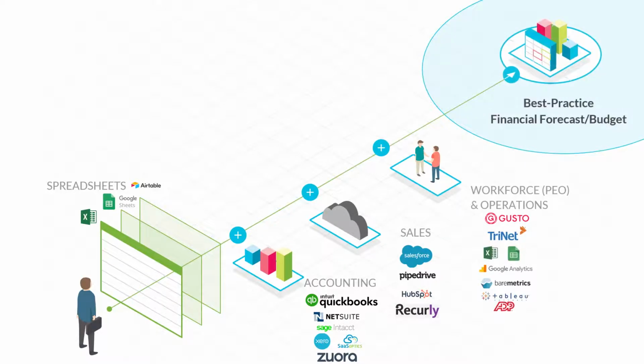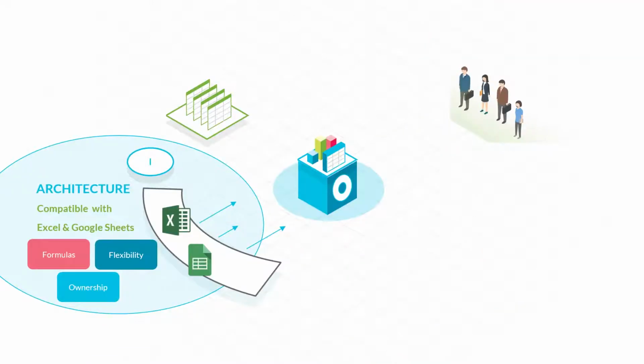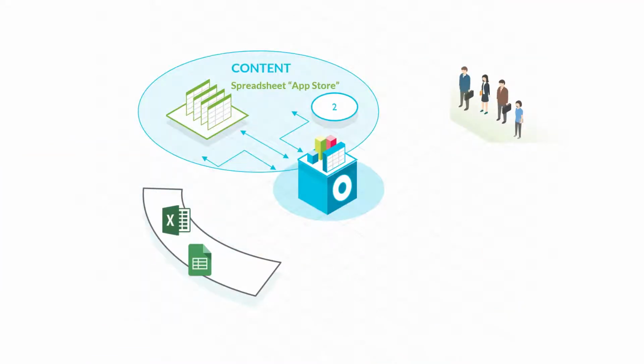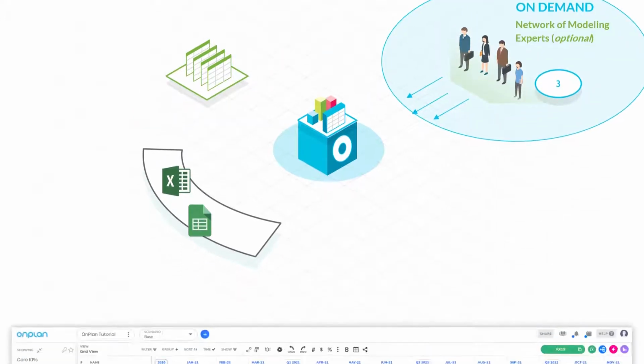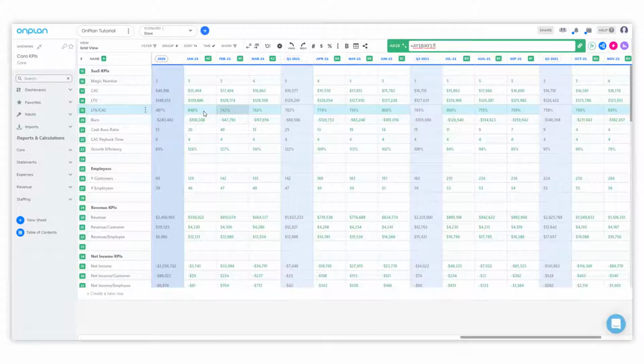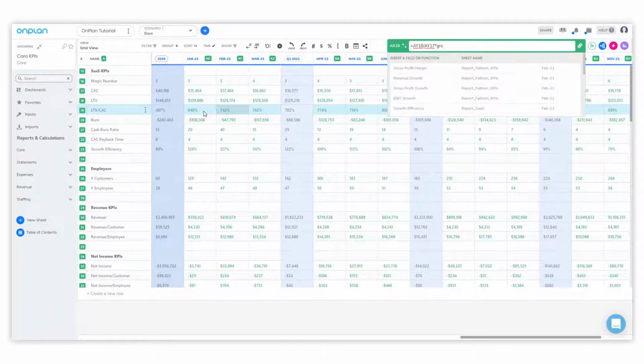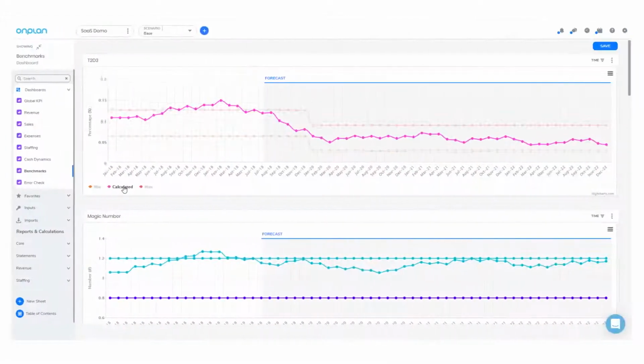OnPlan is compatible with your existing Excel and Google Sheets models, allows you to power your models with best practice modules, and offers a pool of expert modelers for onboarding. It's the spreadsheet you already know, with support for 500 formula functions, with a whole new set of capabilities tailored specifically for the needs of financial modeling.